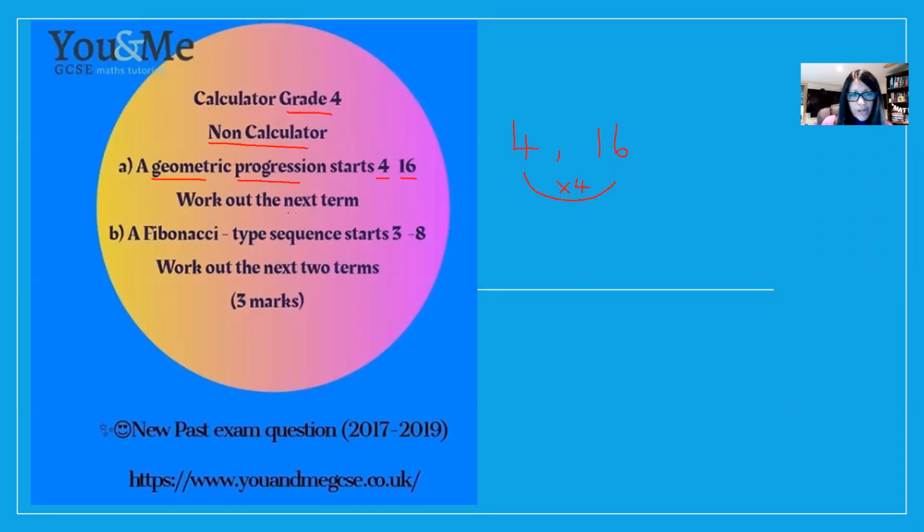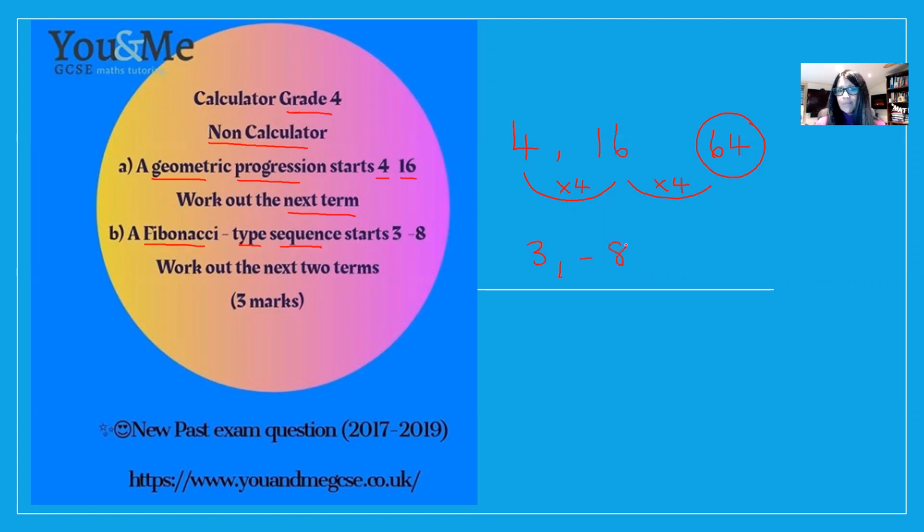So I just want the next term. If I take that 16 and times it by 4, you can write 4 times 16 on paper, or you can double it again. So double it is 32, double it again is 64. That's my answer. Part B, a Fibonacci type sequence starts 3, -8.